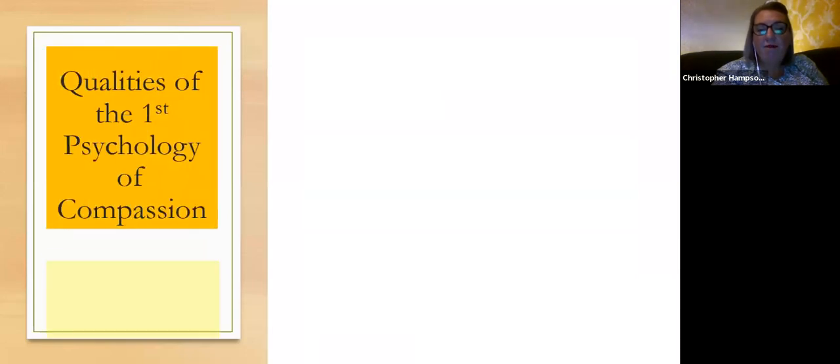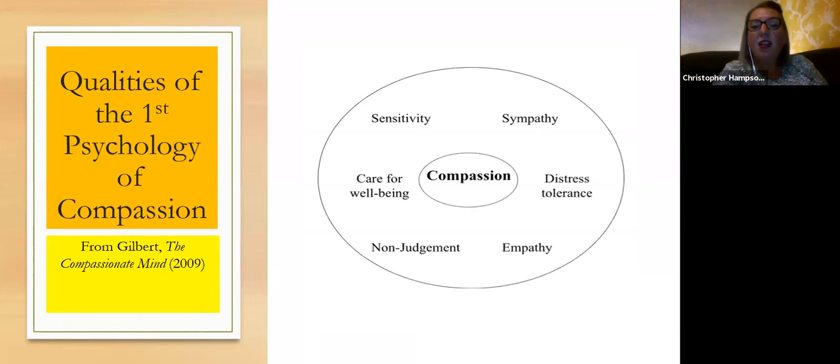And they are sensitivity, sympathy, care for well-being, non-judgmental, empathy, and distress tolerance. So we'd work with these with the client, exploring them in relation to self, and trying to build up a level of compassion, self-compassion.